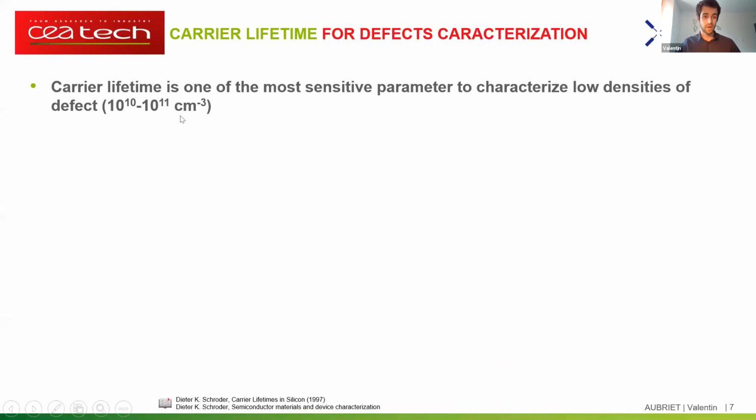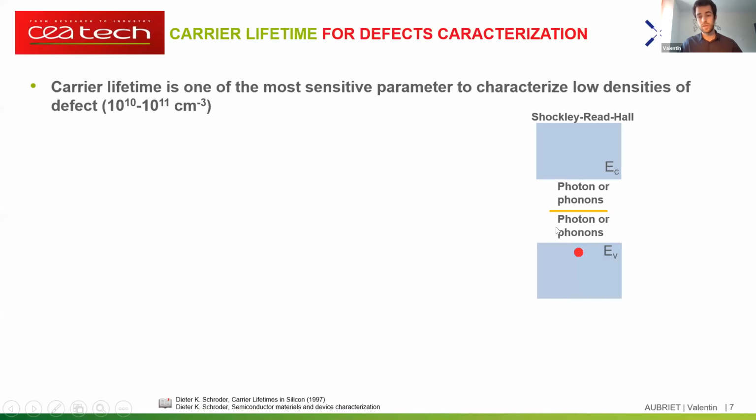One way could be the use of carrier lifetime, because this parameter is well known from the literature to be highly sensitive to low densities of defects. But let's first define this parameter with an example. Here we take the example of a recombination process assisted by a defect. We have an electron in the conduction band and a hole in the valence band, and this electron hole pair can recombine through the defect by releasing the energy in the form of phonons. We can define the carrier recombination lifetime as the time it takes for an electron hole pair to recombine.